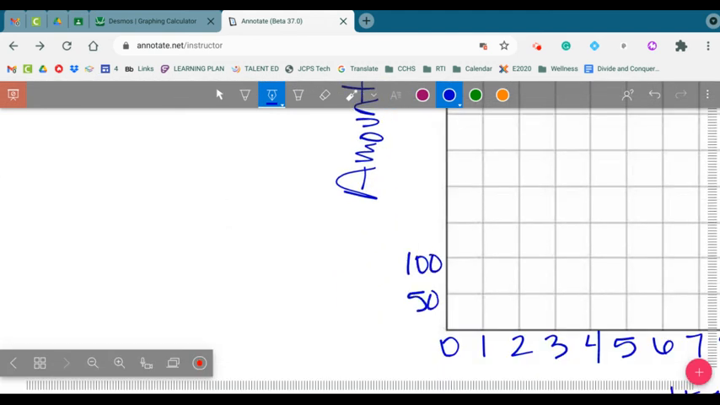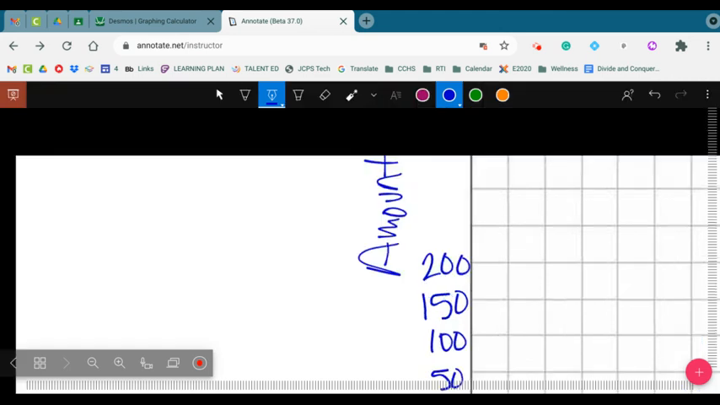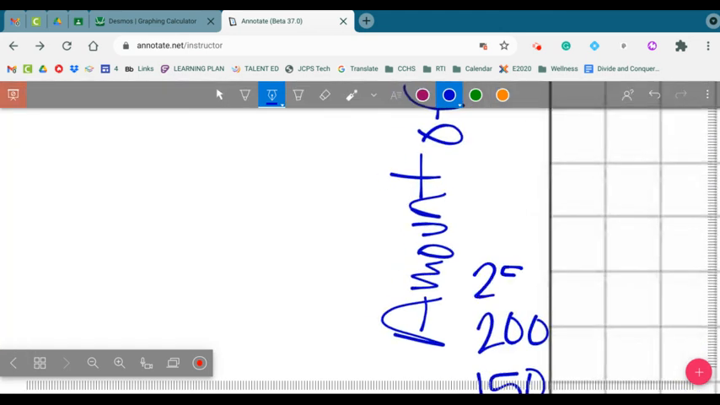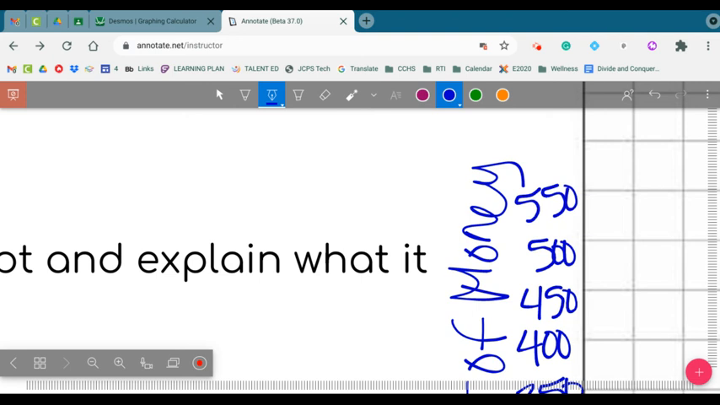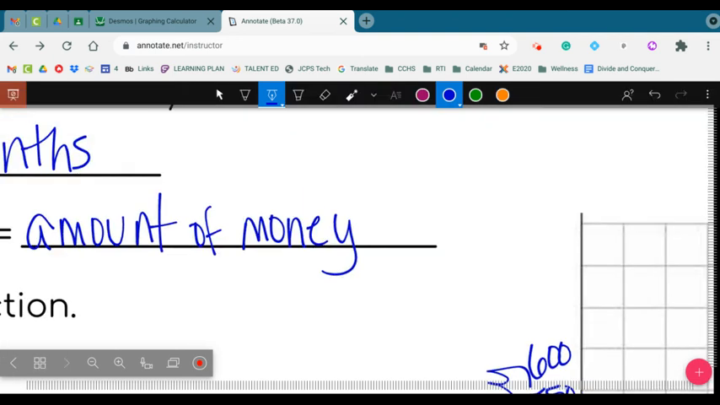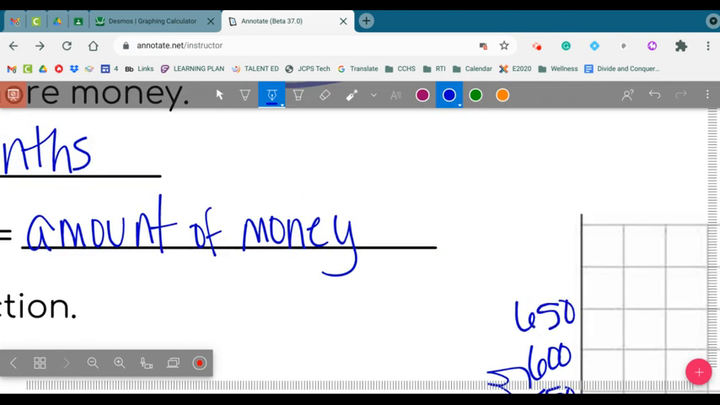So 50, 100, 150, 200, 250, 300, 350, 400, 450, 500, 550, 600, 650, 700, and we're going to have to kind of add on one last line.